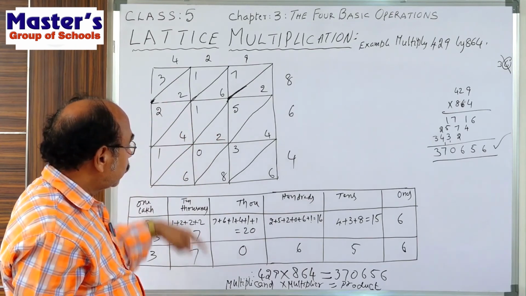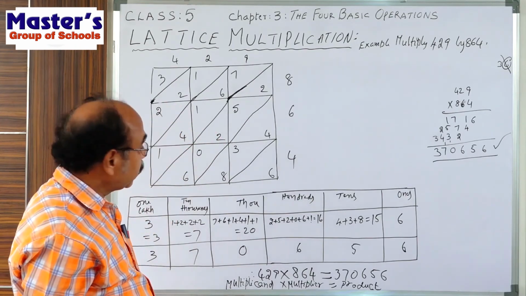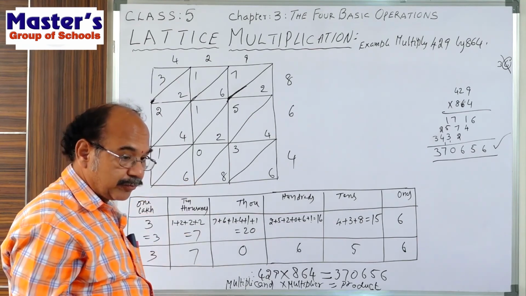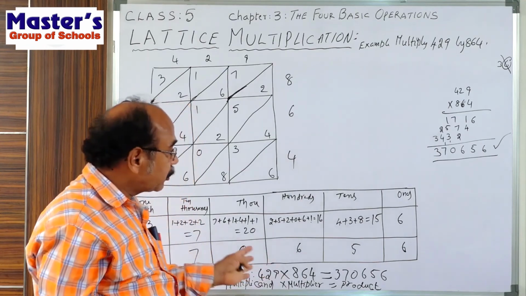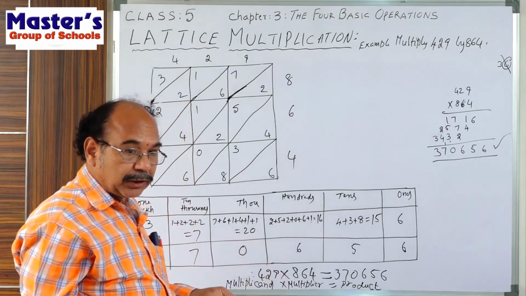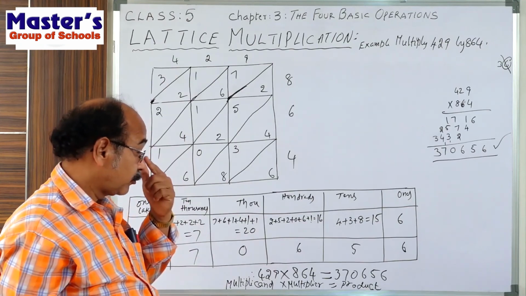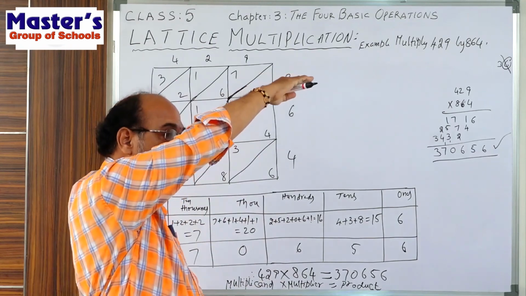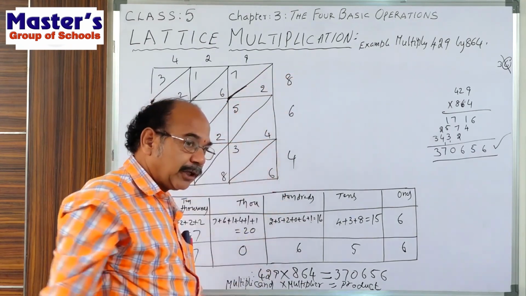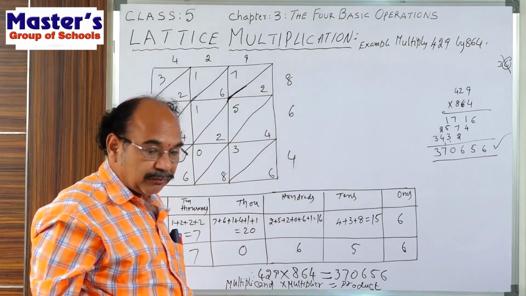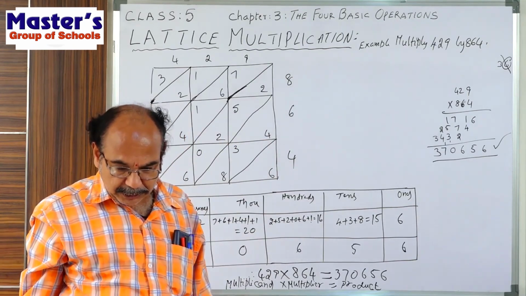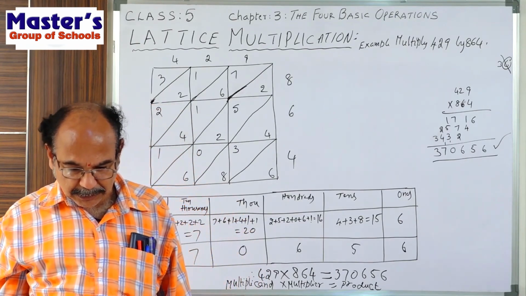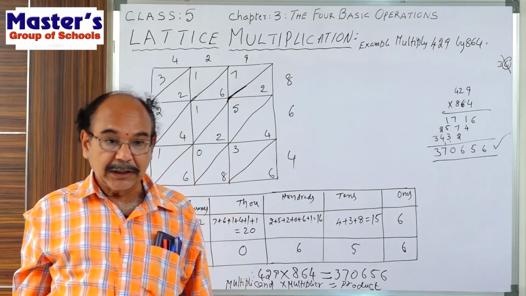What is this? Lattice method. This is a square grid, 3 by 3 square grid. The same procedure we can follow for other numbers also. Okay, children, first number we write here horizontally, second number we write here vertically. After that, the same procedure we can follow. Okay, children, next we can go to some properties. Division properties are there. I will explain.